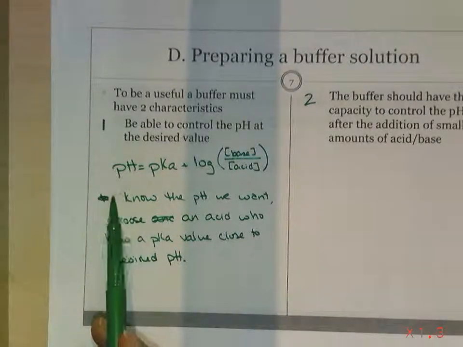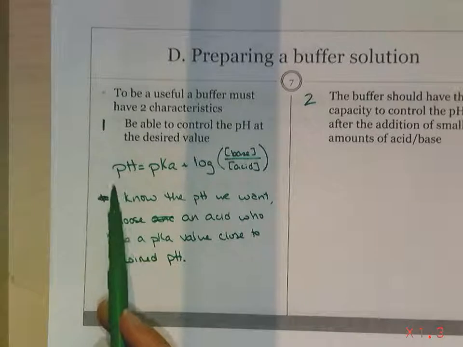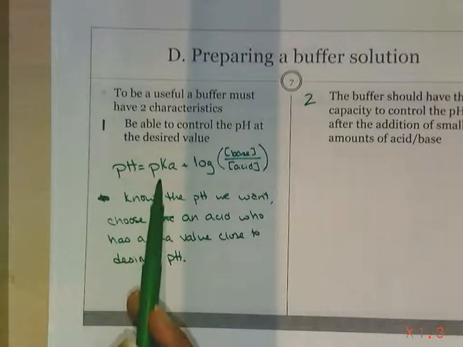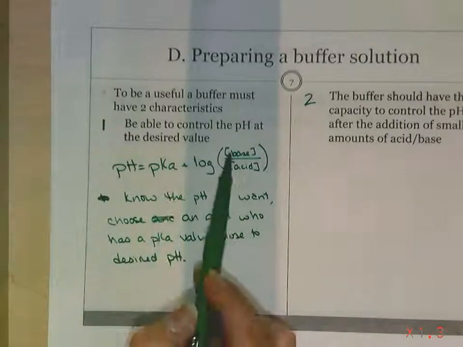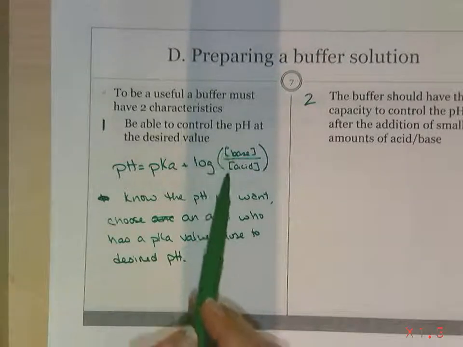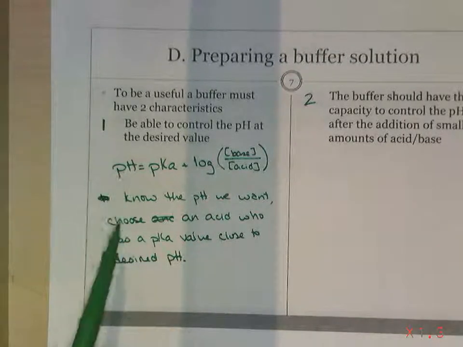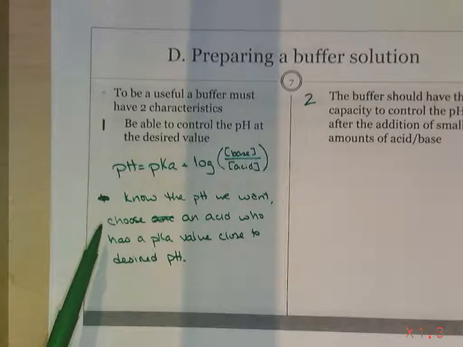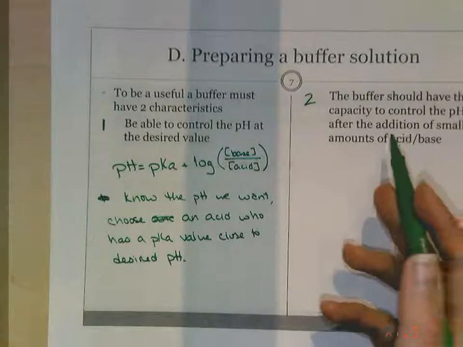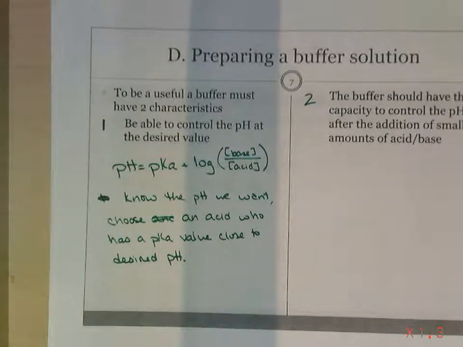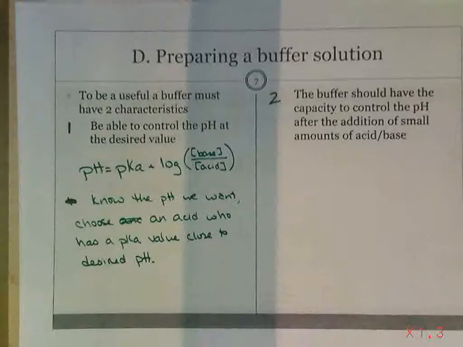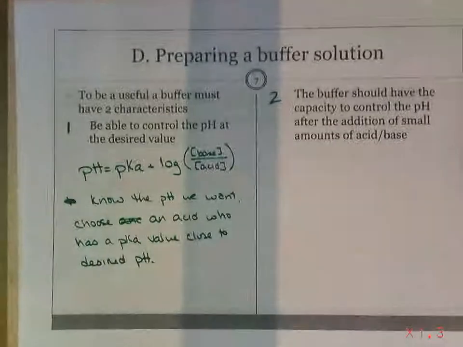If the pH I want is a little bit different, like if I want a pH of 5 but the pKa is 4.7, well then I just adjust the ratio of base to acid to get to the pH I want. So the key is to know what pH you want and find an acid that has a similar pKa. And then the buffer should also have the capacity to control the pH depending on what you're adding to it, which is the definition of a buffer.